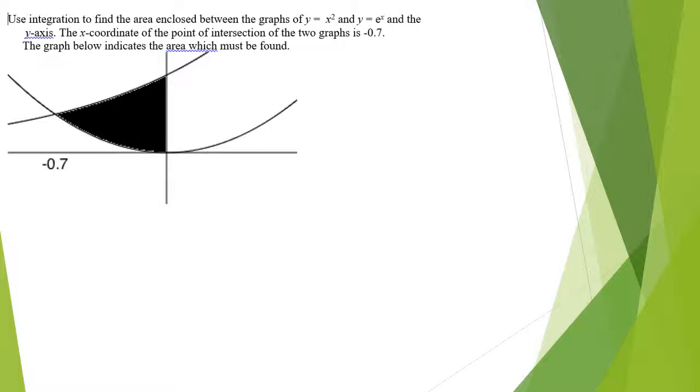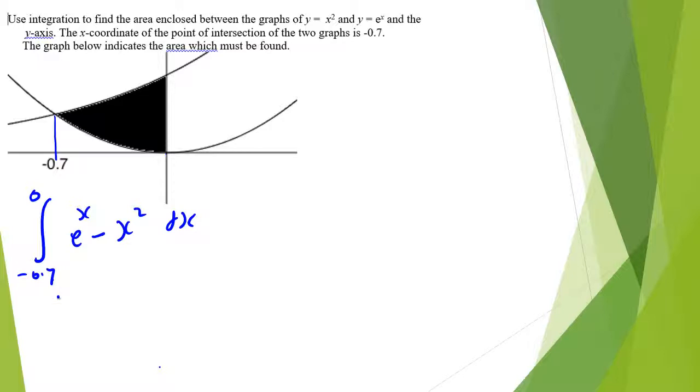Now the next question is finding the area between two curves. So as always you integrate, and you can see in here it's between negative 0.7, the smallest number at the bottom, to 0. Area between the curves is always the top curve take away the bottom curve. The top curve is e to the power of x minus the bottom curve, which is x squared, dx.